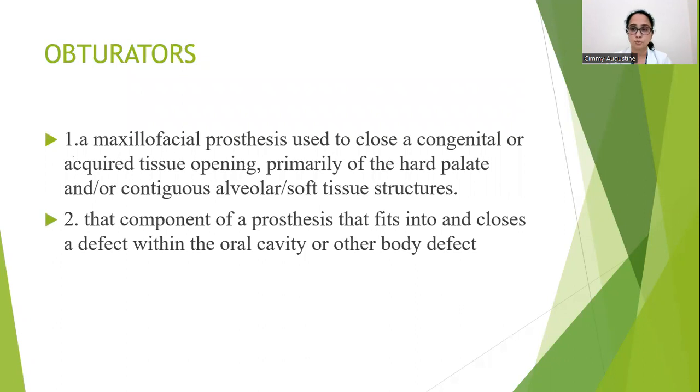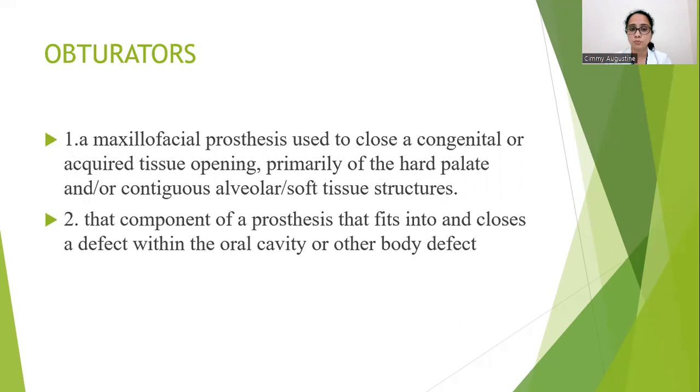So what is an obturator? As we have already learned about the defects, various maxillofacial defects are there. They could be caused by acquired defects, or they could be congenital defects. The acquired defects are because the patient has undergone a total maxillectomy or a partial maxillectomy. The congenital defects are because of cleft lip or cleft palate. So in order to cover up those defects, we give something called an obturator.